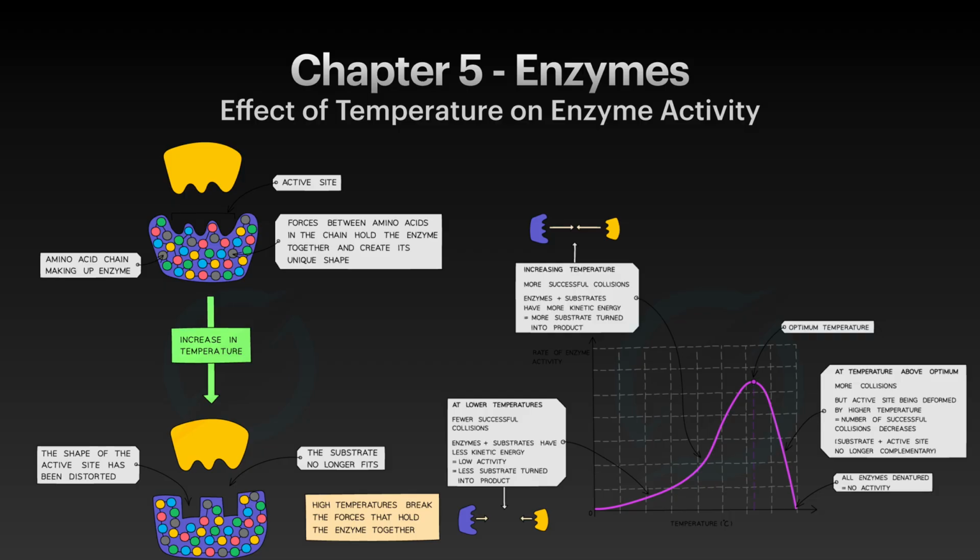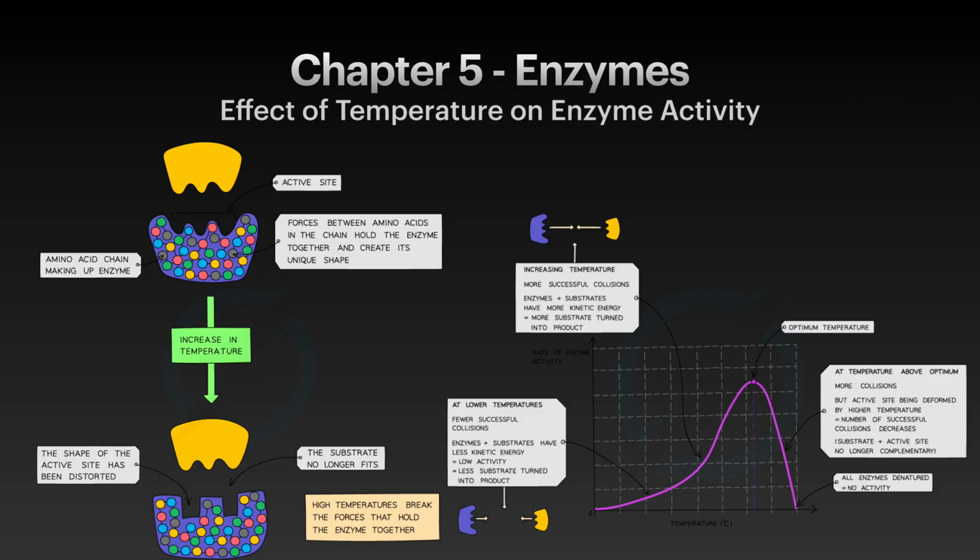We need to now understand what can affect how well enzymes work. Two major factors that control enzyme activity are the temperature and the pH. Let's tackle temperature first. At low temperatures, enzyme activity is low. Why? The enzyme and the substrate molecules don't have much kinetic energy. They are moving slowly, so they rarely collide. Fewer collisions means fewer enzyme substrate complexes form, so the reaction rate is slow.